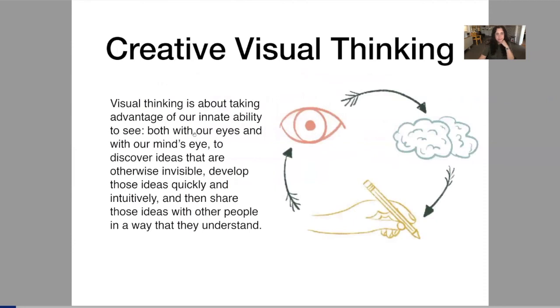Creative visual thinking. So visual thinking is about taking advantage of our innate ability to see both with our eyes and our mind's eye to discover ideas that are otherwise invisible, develop those ideas quickly and intuitively, and then share those ideas with other people in a way that they understand. To sum this up, what this paragraph is stating is that you are taking something from your mind and putting it on a page for someone else to see, and then they understand.